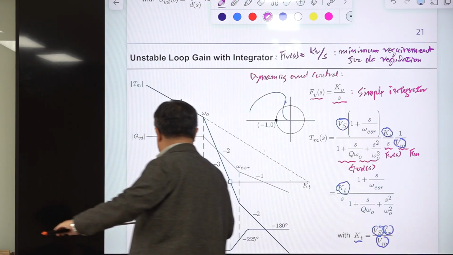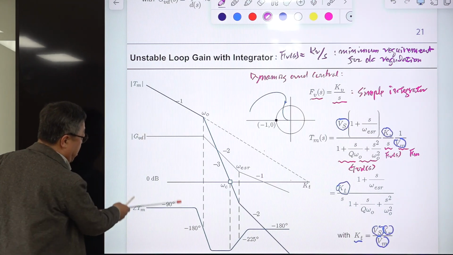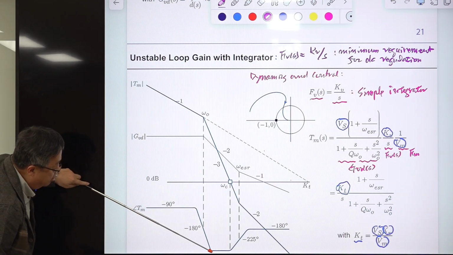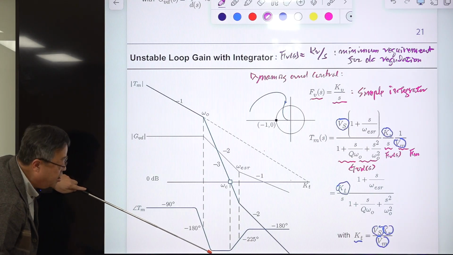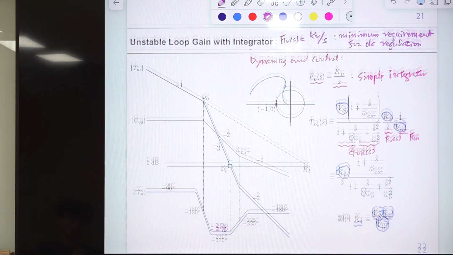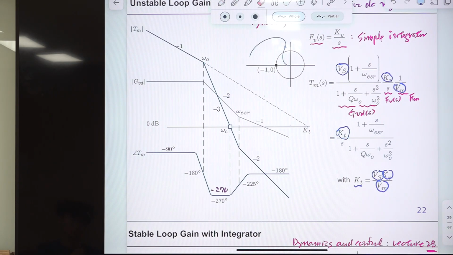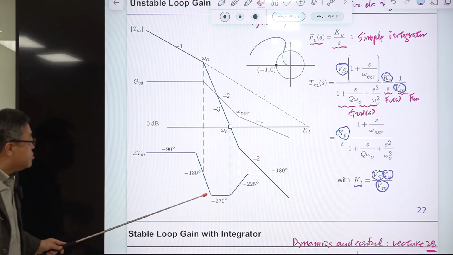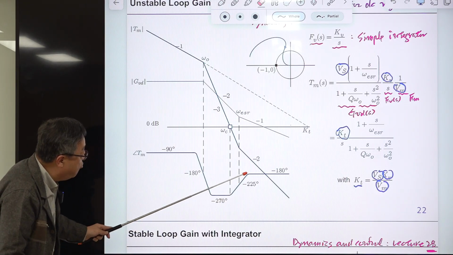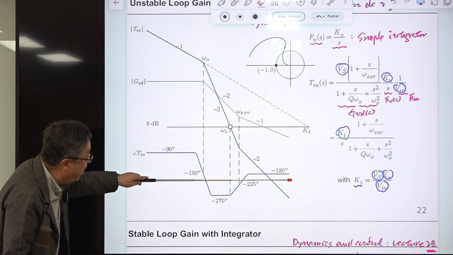Then the problem with that is the phase starts at minus 90 degree and the double pole drops the phase by minus 180 degree. In here phase is minus 270 degree. I think I wrote down here. Okay. And we have a zero here. So phase will eventually be increased by 90 degree. So the final phase is minus 180 here.